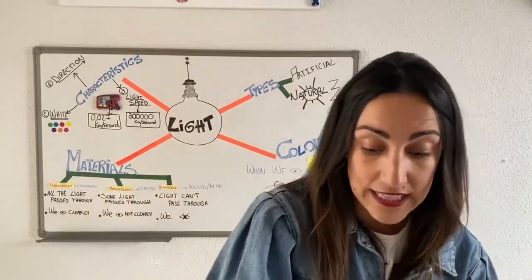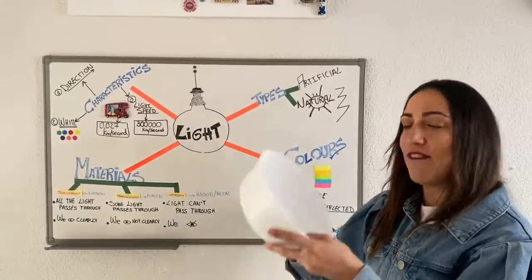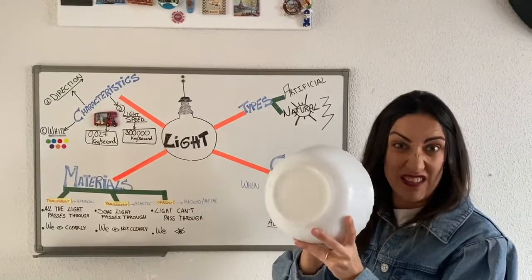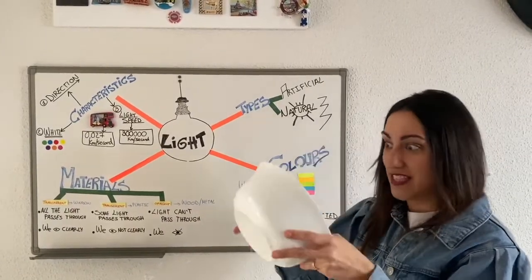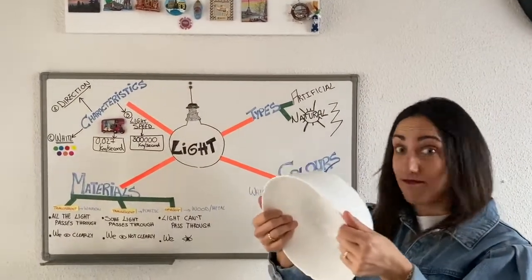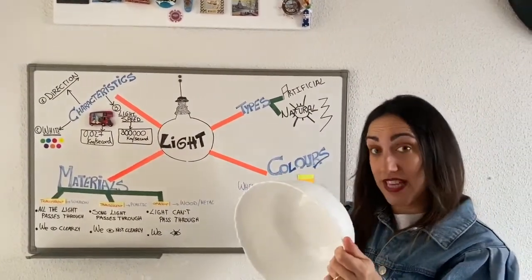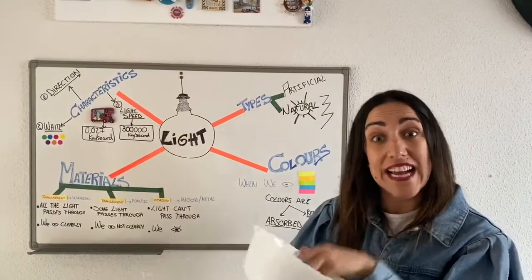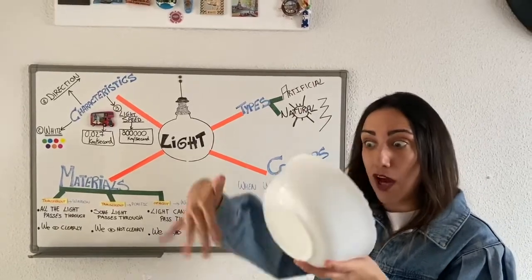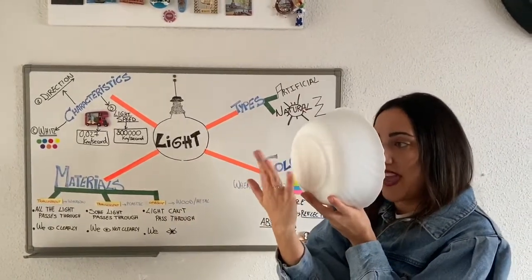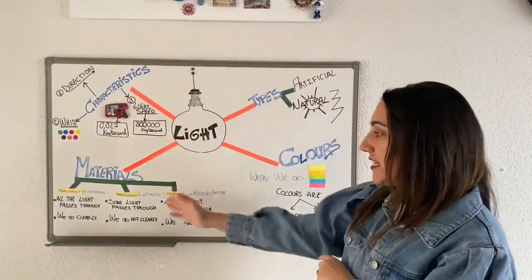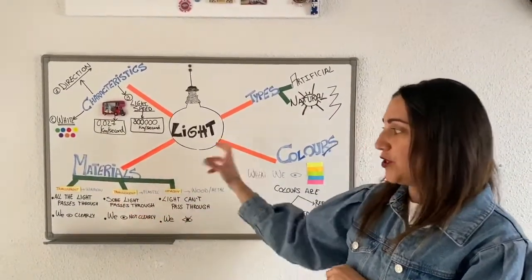And then last but not least, we have the opaque materials. The light can't pass through it, as you can see. Can you see me? I can't see you. So that means that I can't see anything through these materials because the light can't pass through it and it doesn't allow us to see any object or anything. I can't see if my hand is moving or not, okay? So those are the materials related to light.